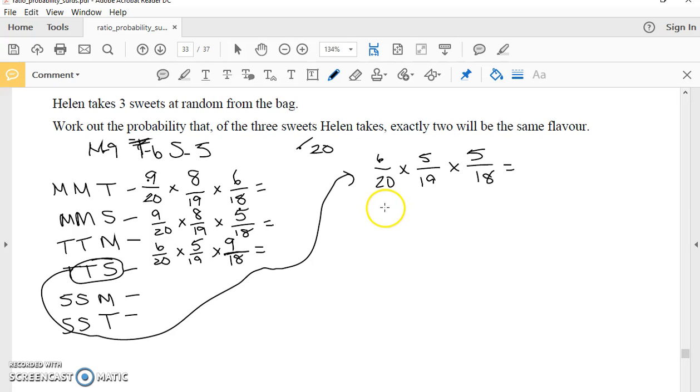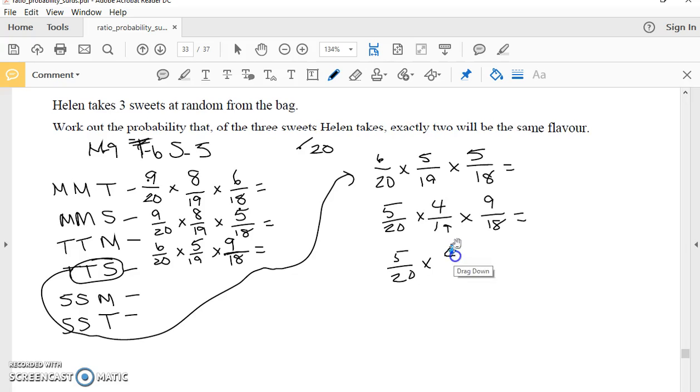And then we've got 5 out of 20 times 4 out of 19 times our mint, which is 9 out of 18. And then we've got 5 out of 20 times 4 out of 19.